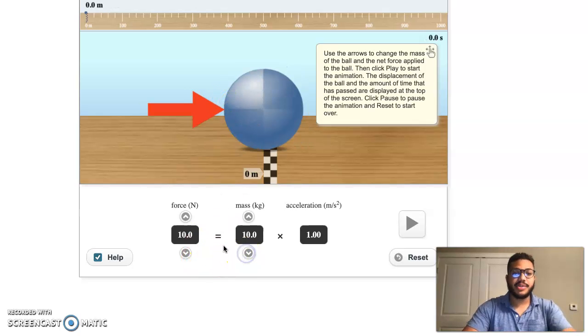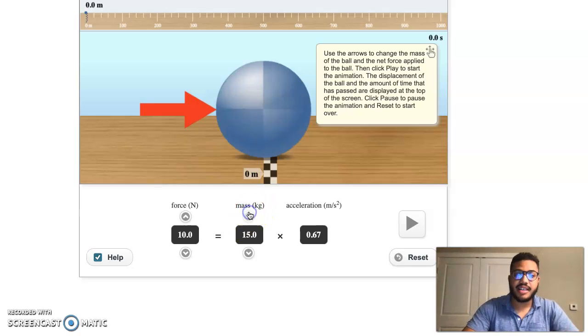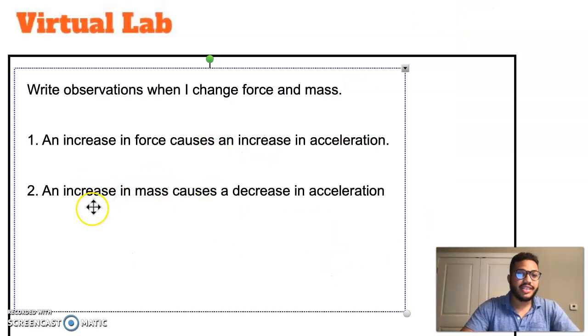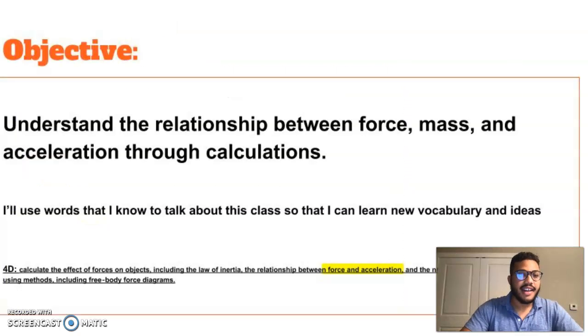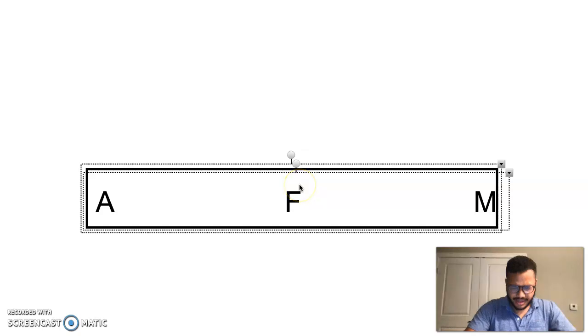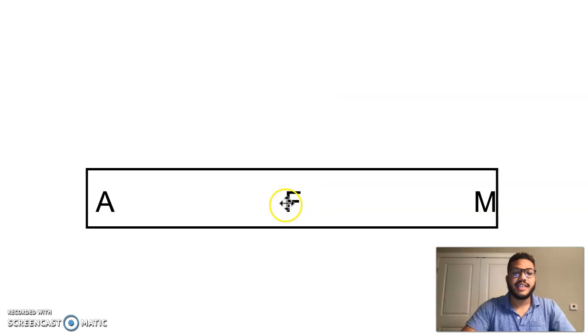So here is our control. And let's observe the acceleration. That's at 1. So if we increase the mass, the acceleration is now 0.67. It lowered. So that's the observations y'all should have gotten. And sweet. So the objective today is to understand the relationship between force, mass, and acceleration through calculations. But for this short little video, we're not going to get to the calculations part. We're just going to explore the relationship between force, mass, and acceleration.